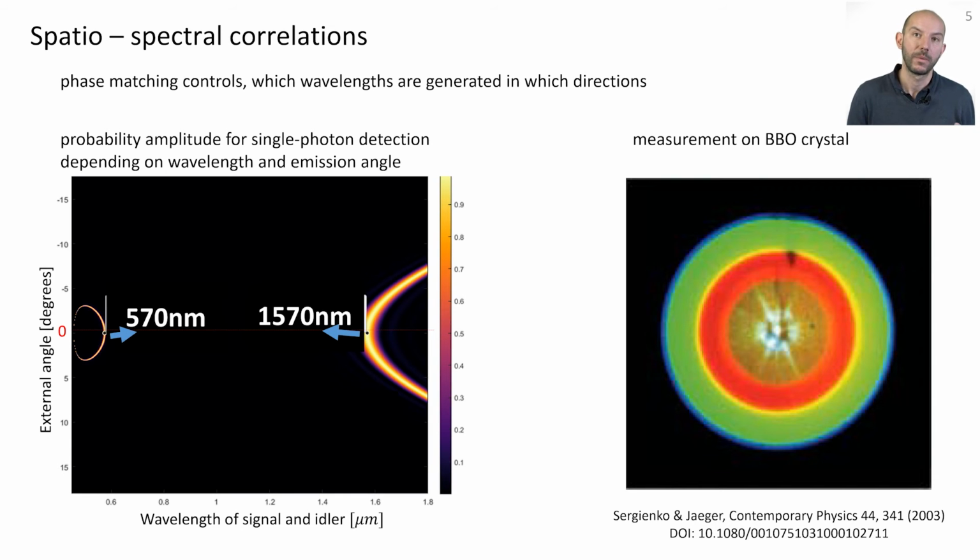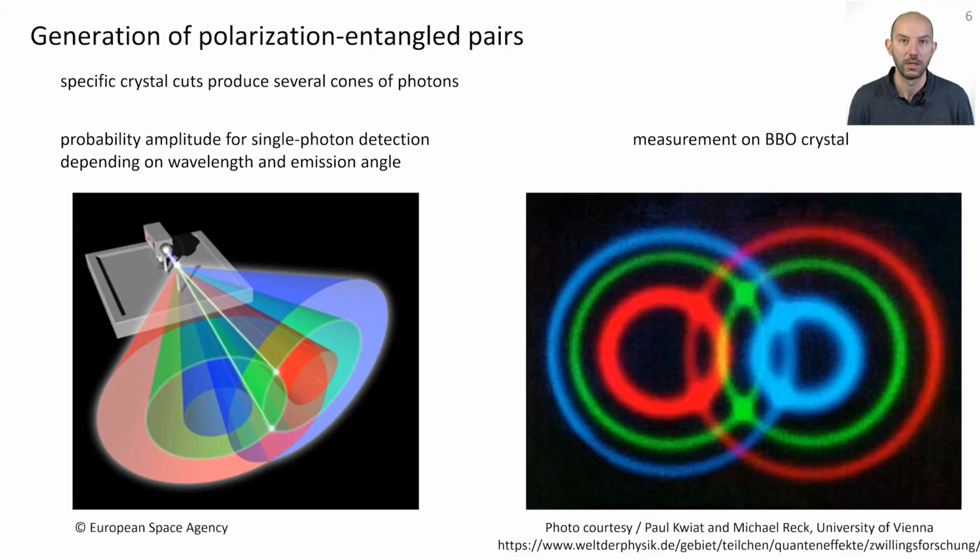So that's now the simplest case, that we have one dominant emission direction, and then we have cones of different frequencies around this emission direction. Now, if we want to have entanglement, then we always need, let's say, two possibilities for our two photon state to emerge, and that can be achieved in a similar way also in a BBO crystal. So here's now a sketch on the left side of a slightly different situation where basically the crystal orientation was changed, which changes the phase matching condition.